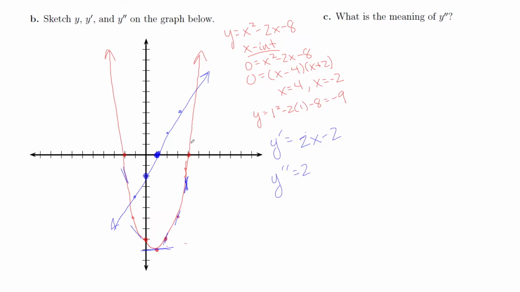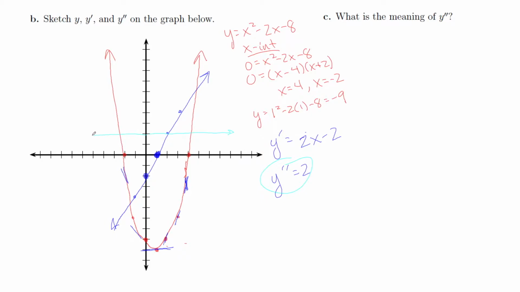All right, and then lastly, y double prime. That was just 2, right? So that is just a constant function at 2. Maybe I'll give that a different color. Let's see here. How about, okay, do it in that color there. So it looks like that.